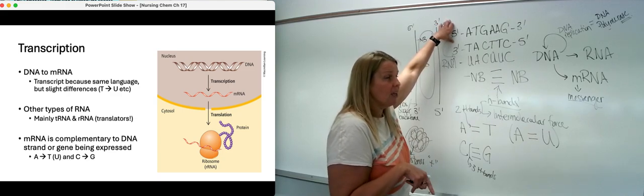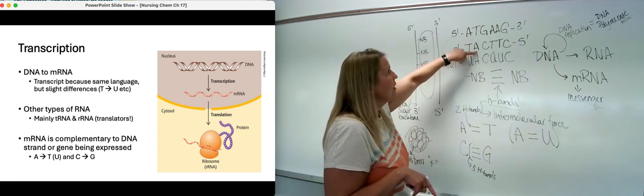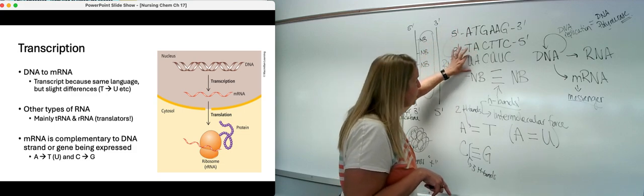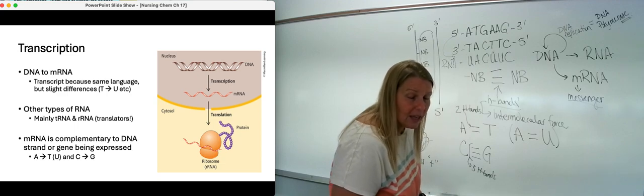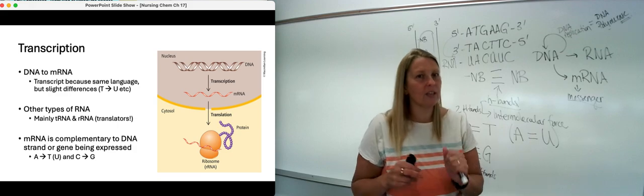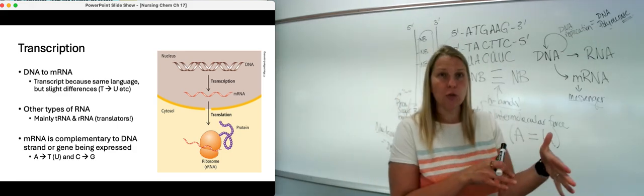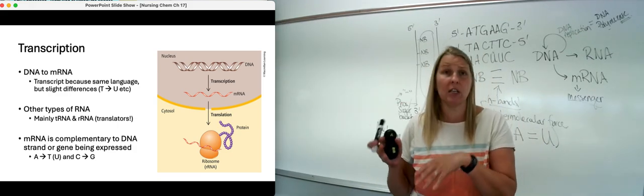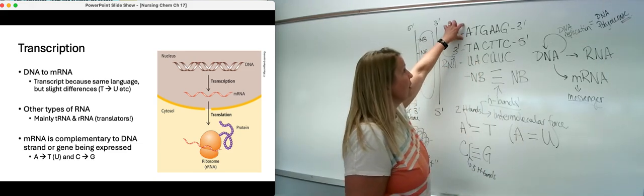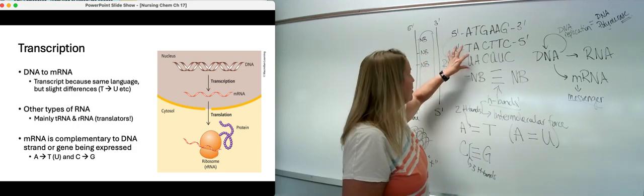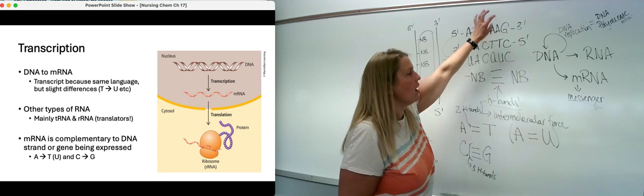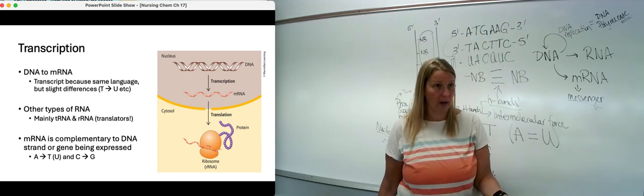However, the difference being A in your DNA goes to T in your DNA, but it goes to U in your RNA. Okay? So remember, transcription, same language, slight differences. One of being T's are replaced with U's. That's how our body can differentiate: is this a piece of DNA or is this a piece of RNA? And that's important. So remember, the mRNA is complementary, right? A always pairs with U, T always pairs with A, G always pairs with C, and C always pairs with G between DNA and RNA.